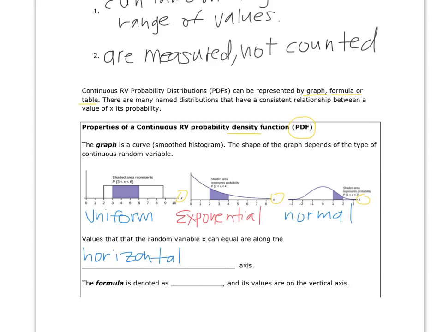Okay, now the formula that goes along with the continuous PDF is denoted as f of x. So if you can remember from algebra, this is function notation. And the values that the formula takes on for a given value of x are what are on the vertical axis. So those aren't labeled, so we can just go ahead and label. So the values that are along the vertical are these values, f of x. Okay, we're going to come back to some more properties of continuous random variables, but first we're going to look at some more specific examples.